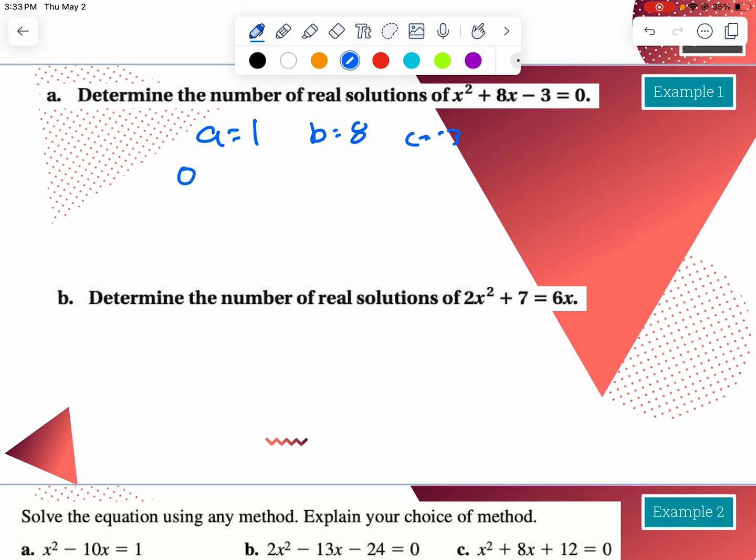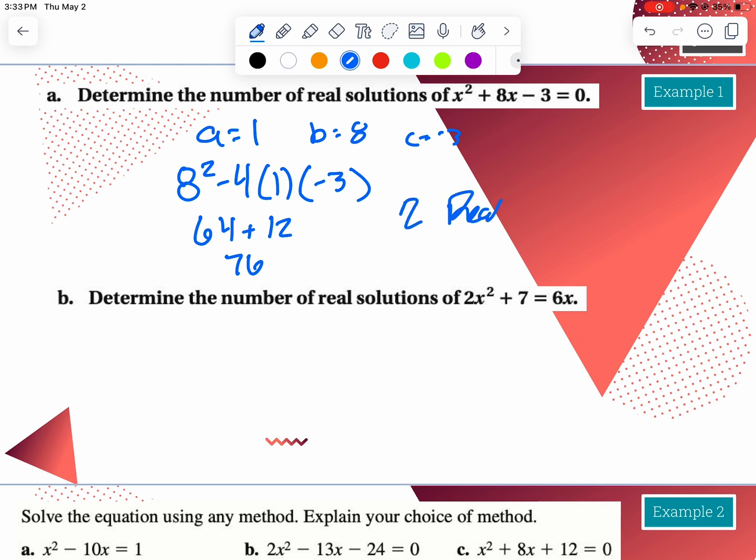And I use b squared minus 4 times a times c. This would be 64 plus 12. So my discriminant is 76. So determine the number of real solutions. Well, that means we have 2. It's positive. We have 2 real solutions.